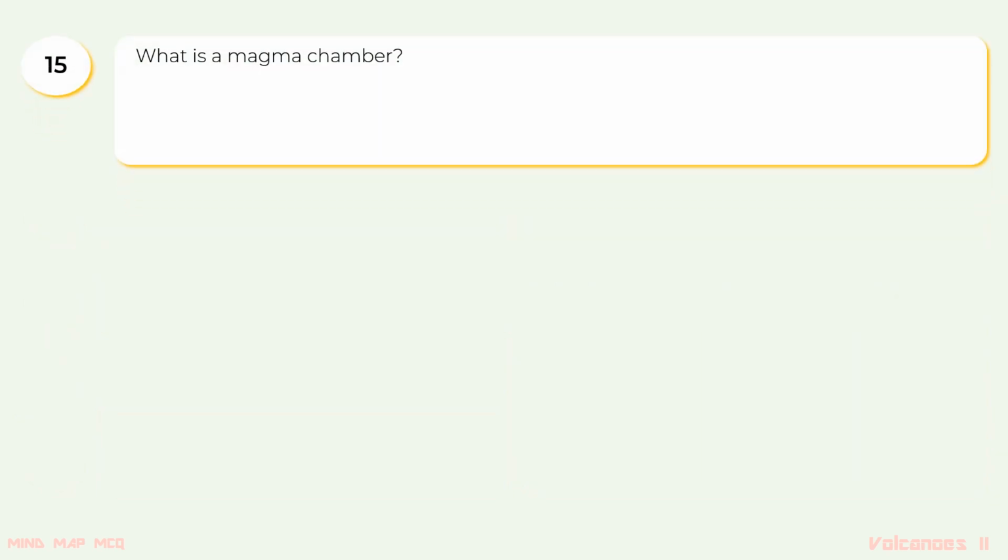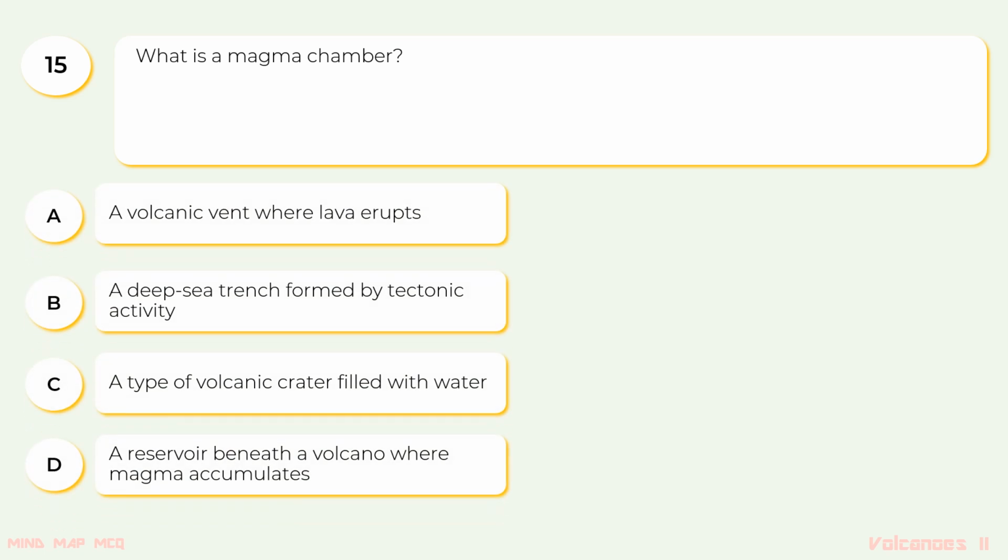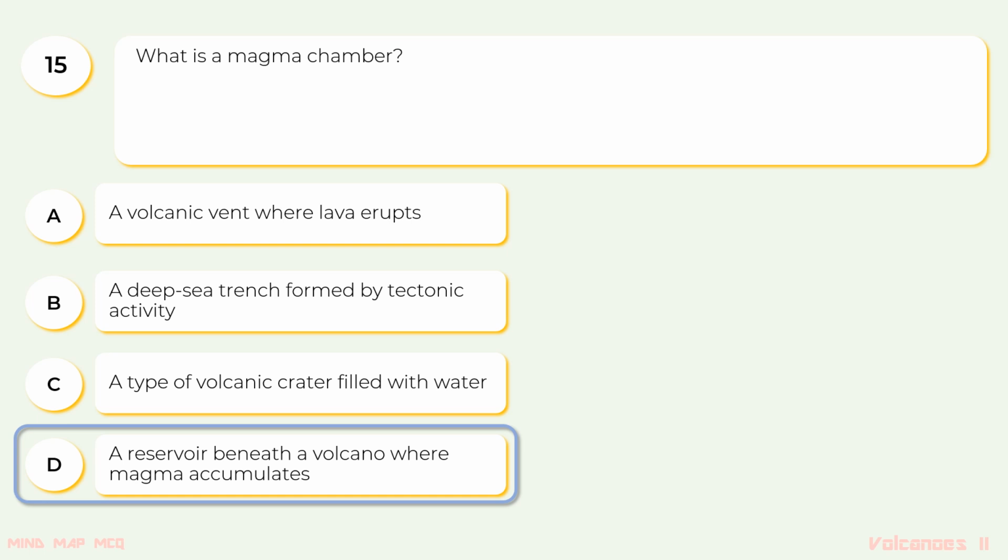15. What is a magma chamber? The options are A. a volcanic vent where lava erupts, B. a deep sea trench formed by tectonic activity, C. a type of volcanic crater filled with water, D. a reservoir beneath a volcano where magma accumulates. The correct option is D. A reservoir beneath a volcano where magma accumulates.